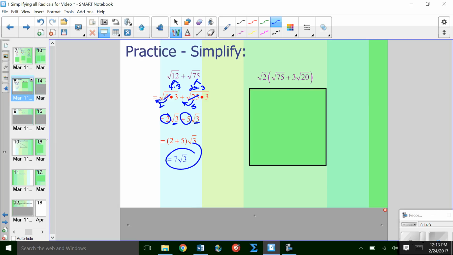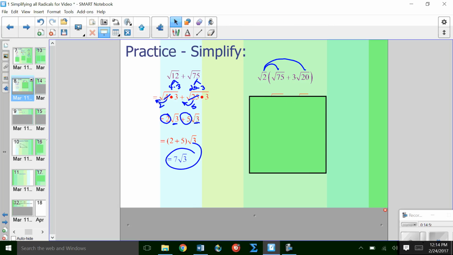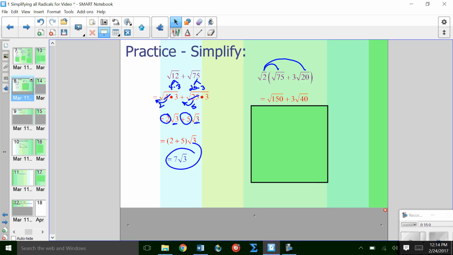Okay, in this next example, we are now applying some of our monomial, polynomial multiplication processes here. So here we have the square root of 2 multiplied by everything inside this parentheses. So to do that, we're going to do some distribution. So root 2 times root 75 and root 2 times 3 root 20 will help us get rid of those parentheses. So let's look at what that looks like. So 2 times 75 comes under the radical as 150. The 3 stays outside.